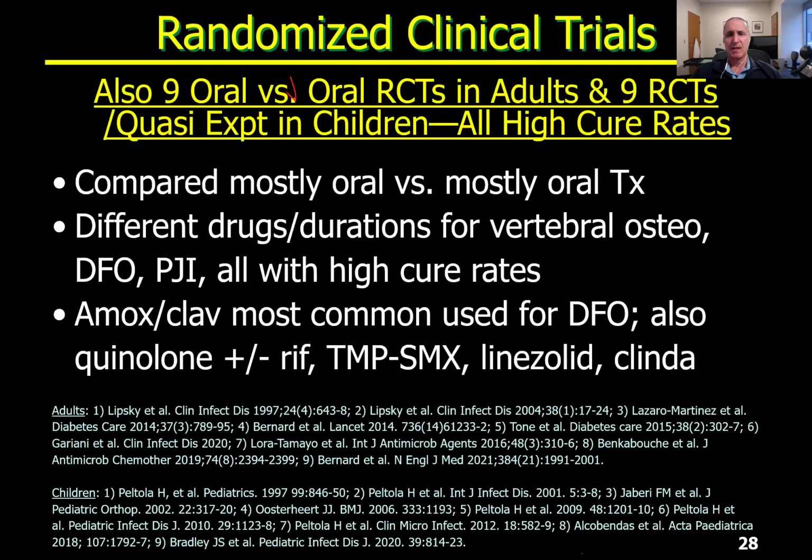These trials evaluated every conceivable manifestation of osteomyelitis, including vertebral, diabetic foot, prosthetic joint, with multiple different antimicrobial regimens. Even beta-lactams are in there for osteomyelitis. For diabetic foot, amoxiclav is the most commonly studied oral regimen in these trials, but you've also got quinolones, Clenda, linezolid, Bactrim, all these regimens studied. When you combine these 18 studies, one of which is quasi-experimental, plus the other 9 trials I already showed you comparing oral to IV, it is an unbelievably massive amount of data.